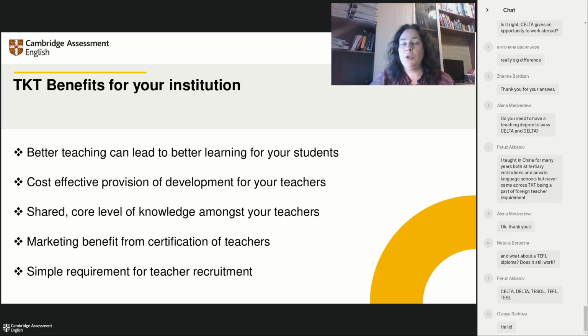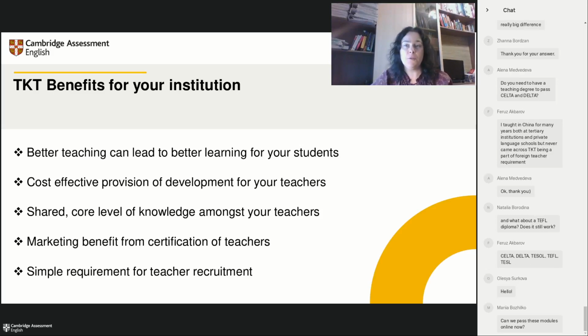Another thing you can do, you can actually arrange a group with your colleagues, peers, like-minded people, and that's how you can share your experience with your group mates and benefit from that preparation, enjoying that. I don't think you can take TKT online. It's a paper-based exam, so you will have to register and come to the exam center to sit the exam.